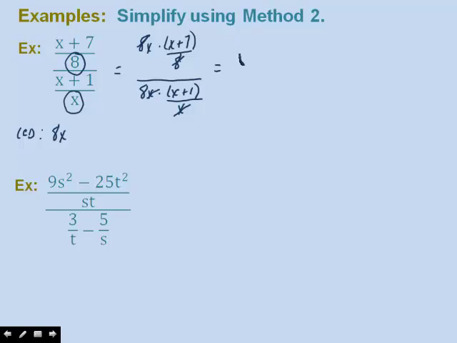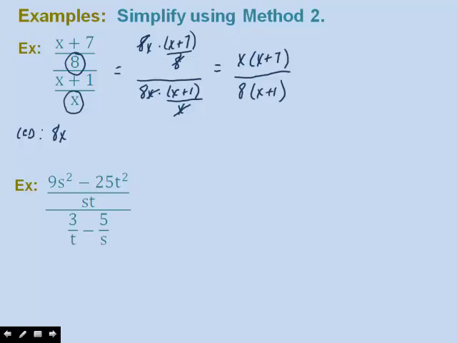Now what we have left in our numerator is x times the quantity x plus 7, and in the denominator we have 8 times the quantity x plus 1. Our last step is to simplify if possible. These are all already factored and there are no factors in common, so this one is simplified already. Let's look at our second example.